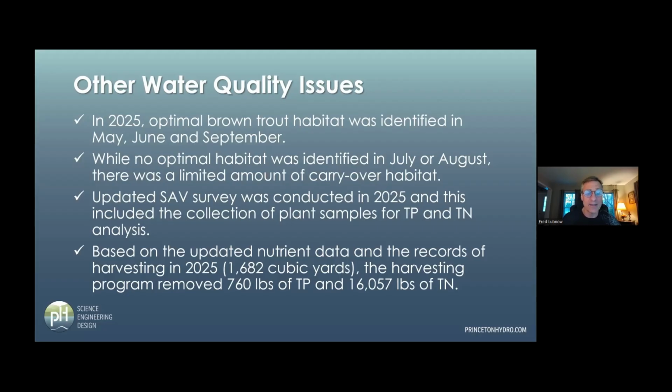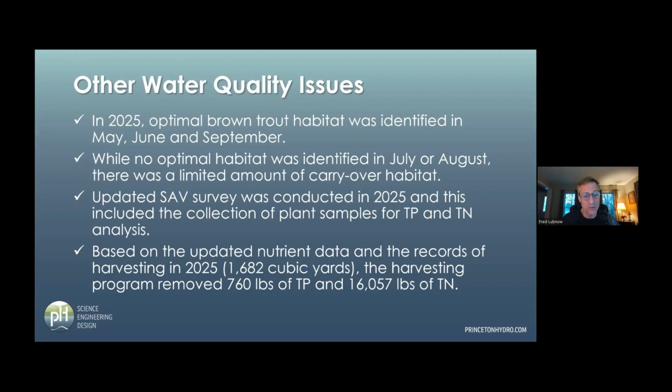As I mentioned, we did update the submerged aquatic vegetation survey for the lake. We try to do these surveys about once every 5 years just to see how the plant community is changing over the years and decades. But in addition to the standard survey, we actually collected plant samples and analyzed them for total phosphorus and total nitrogen. We did a similar study back in 2006, but we only did phosphorus. So this year we updated that information and we also measured for nitrogen. And the reason why we do that is so we can estimate how much nutrients are being removed from the lake during the harvesting events.